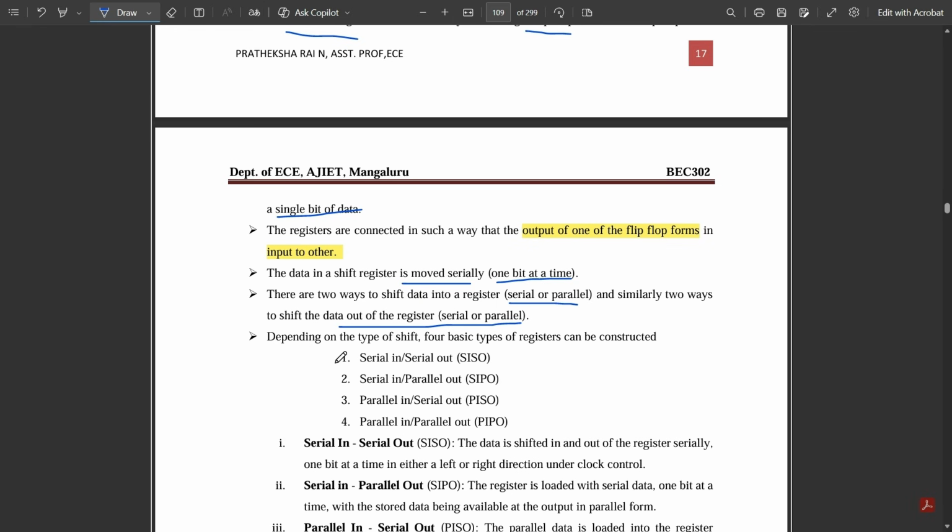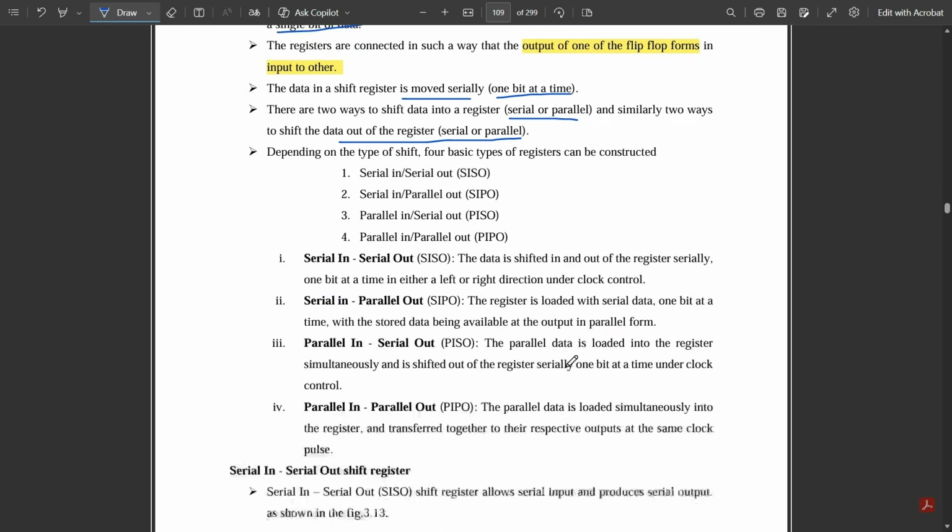Depending on the type of shift, there are four basic types of registers used for construction. One is called serial in, serial out; serial in, parallel out; parallel in, serial out; and parallel in, parallel out. One by one, let us see all of them now. First is serial in, serial out, SISO. What do we mean by this?